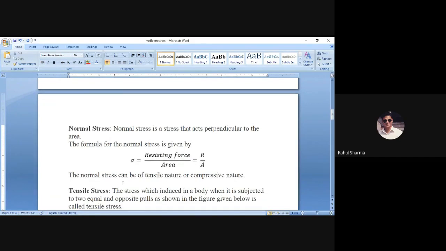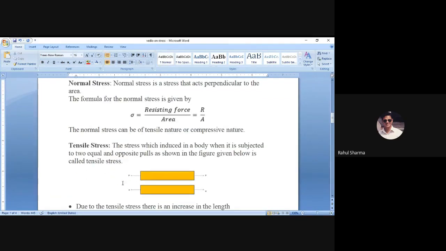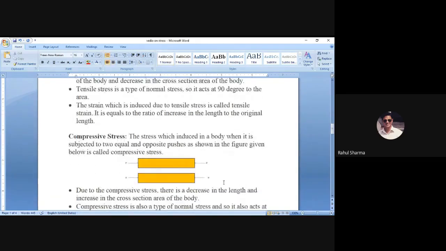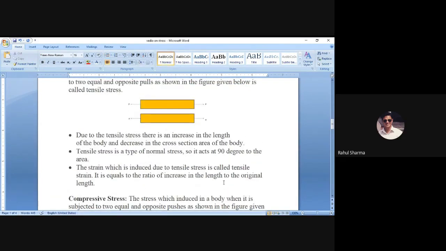When we are talking about the tensile nature, we have to focus on the direction of the load applied. You can see in this diagram the direction of the load applied is outward, right? So the stress that will be developed in the material will be of tensile nature. But in the reverse case, if the direction is inward, then the stress will be compressive.